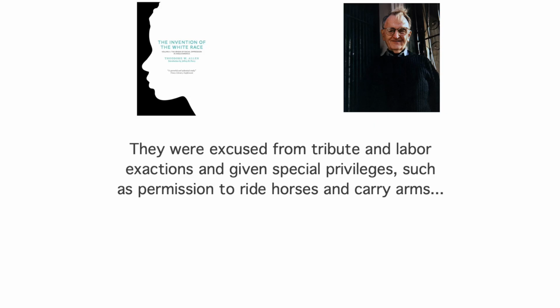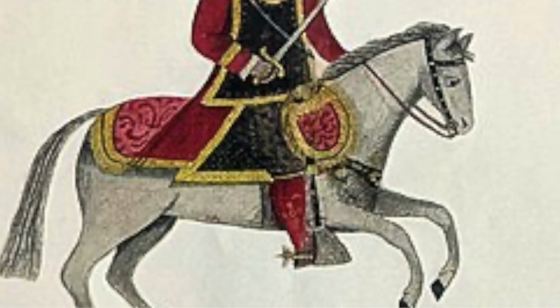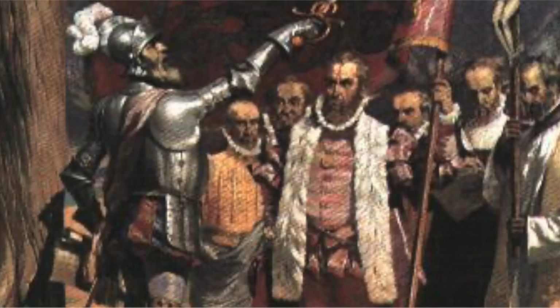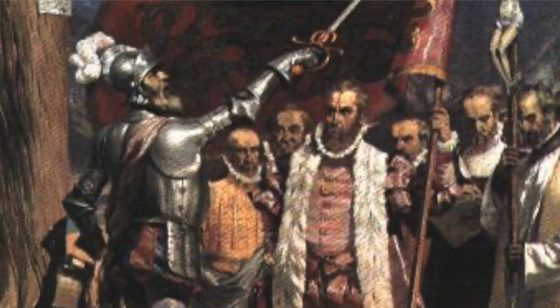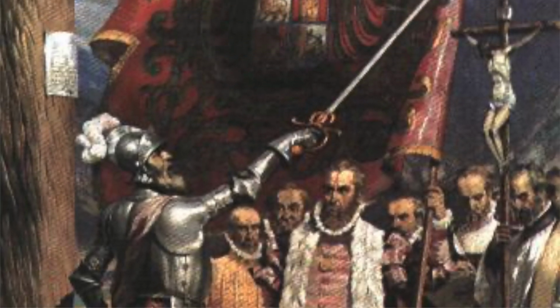They were excused from tribute and labor exactions and given special privileges, such as permission to ride horses and carry arms. And so these were some of the crumbs that they fed to them in exchange for their cooperation. And while some of these caciques were distracted with these short-term gains, the Spanish were looking at the much broader and bigger picture, right? Of taking minds and dominating people by any means necessary.